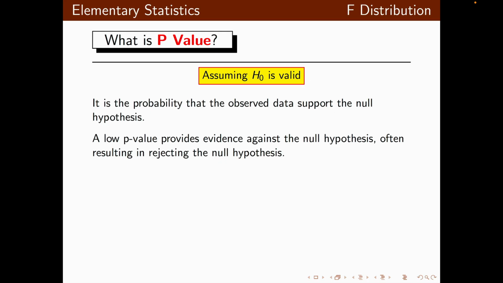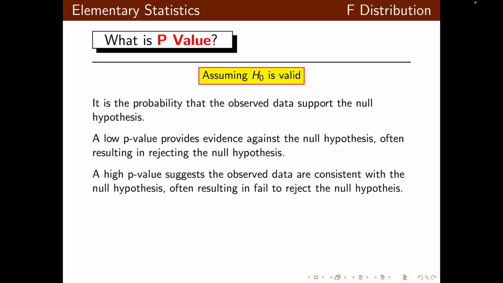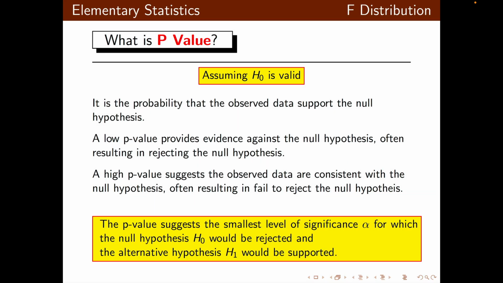And a high p-value suggests the observed data are consistent with the null hypothesis. Therefore, we fail to reject the null hypothesis. Now, p-value suggests the smallest level of significance alpha for which H0 would be rejected and H1 would be supported.